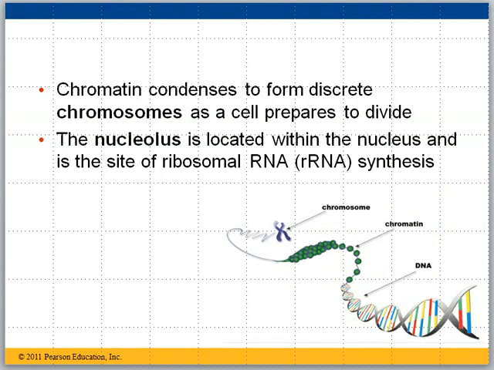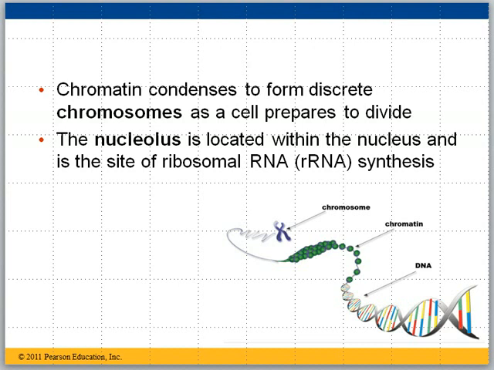So this chromatin tends to be in a diffuse state when the cell is going about its normal business. But as the cell prepares to divide, the chromatin condenses and forms these discrete chromosomes that are usually quite a bit more visible and able to be seen through a microscope. As the cell prepares to divide, it will double up these chromosomes, so it's doubling up its genetic material, and then divides.